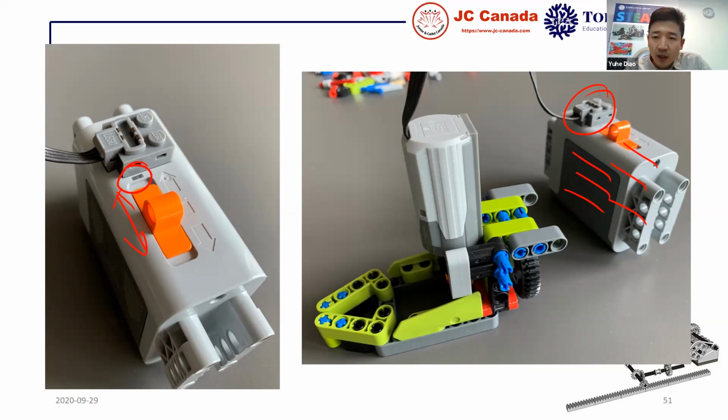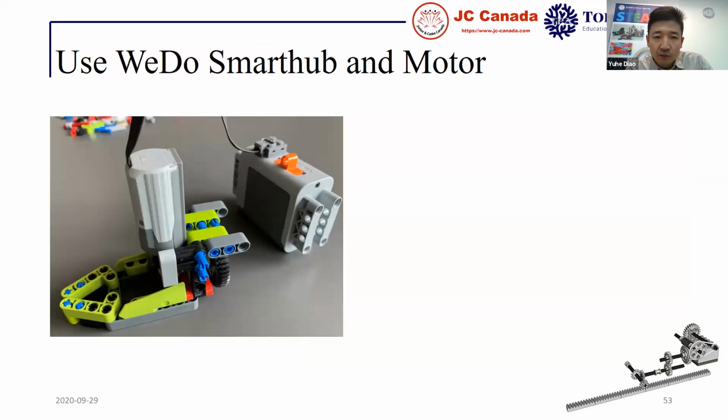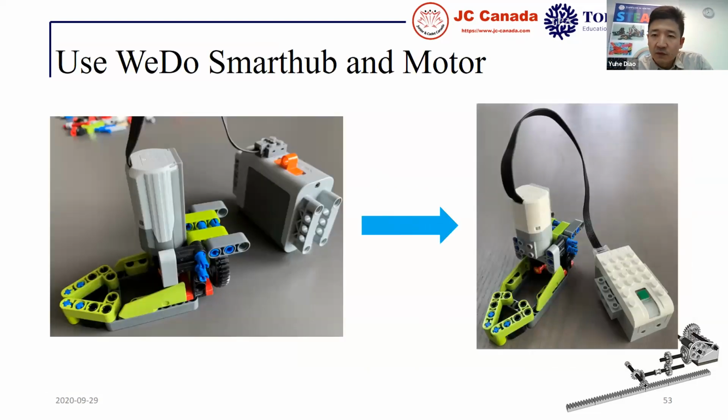So we can only run the motor and then run the gears. Okay, so if we want to program it, for now, we can't. We need to use, for example, V2 or V3 machines, smart hubs. Okay, this is a V2 smart hub, and this is a V2 motor. It's different from this Technic motor. So if we use this machine, we can program it.